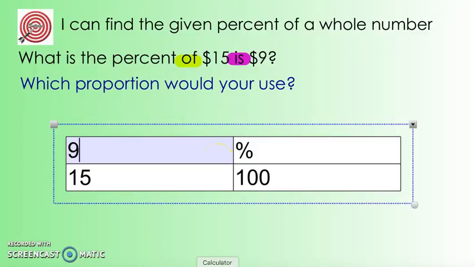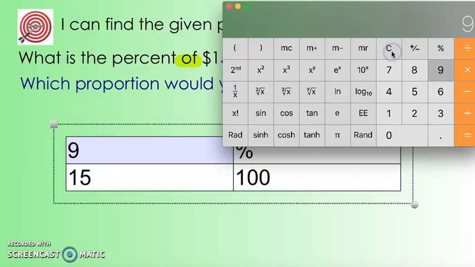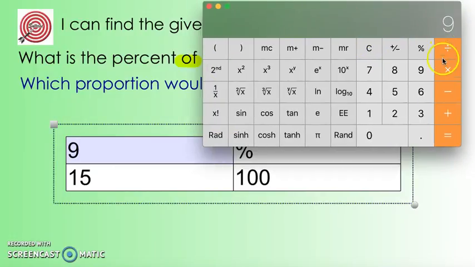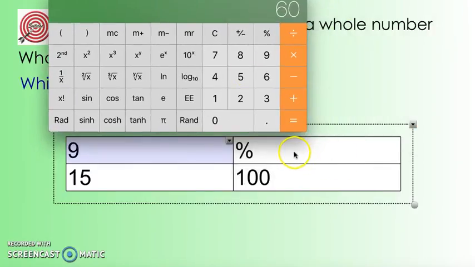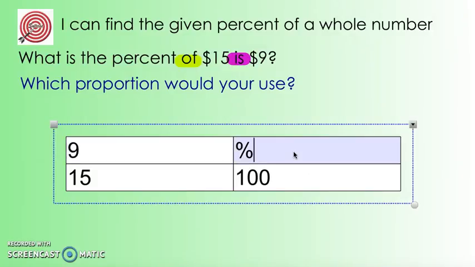So we're going to use this box to do the same steps that we did before. We're going to go diagonally first, 9 times 100, and then we're going to divide by 15. So let's do that. Let's do 9 times 100 divided by 15. And our diagonal is different. It's on the other side now, but that's okay. As long as we start with the diagonal first and then divide, then our answer will always be correct. So our answer is 60%.